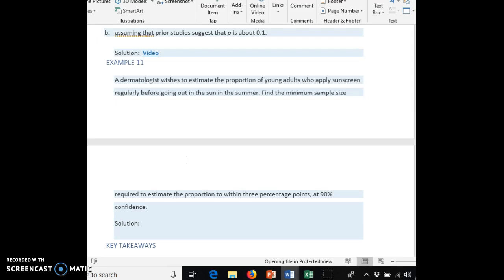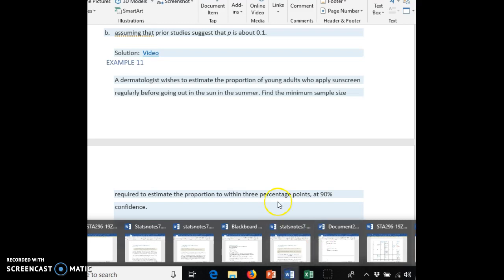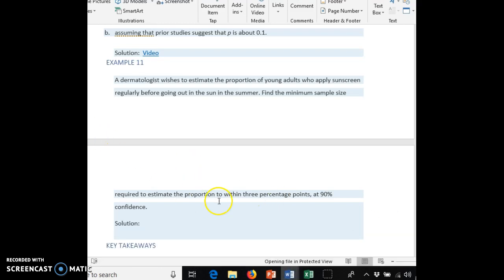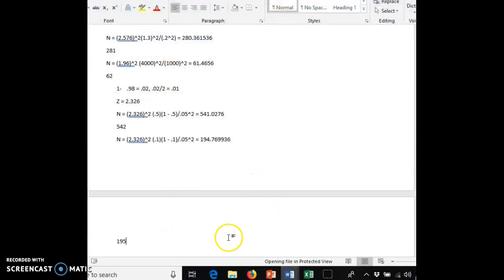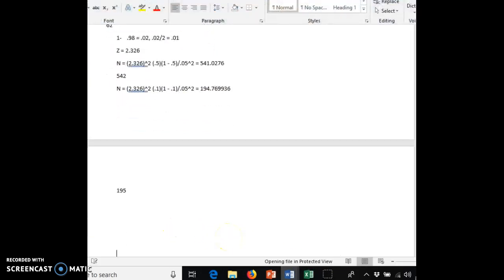All right, so let's notice that we're using a proportion here. So we want to use our formula for proportion as we did in example 10. And our E is 3 percentage points, or 0.03 as a decimal, 90% confidence. We don't have any estimate of P, so we're going to use 0.5. Let's go to our formula and do this.